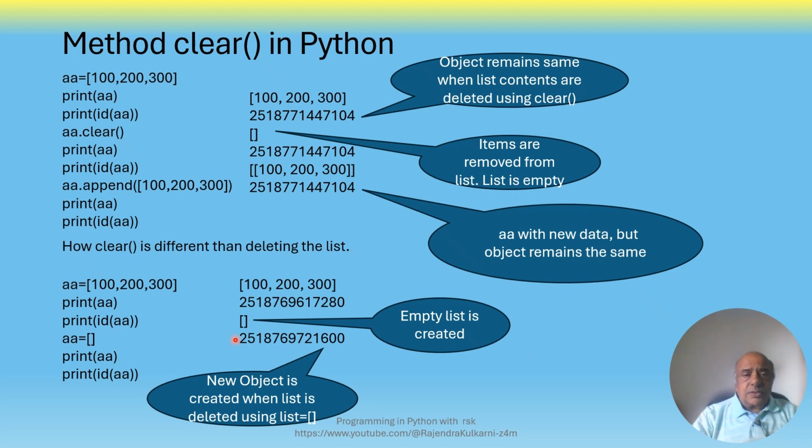So in both cases the list is cleared, but in case of method clear, the object remains the same, only the contents change, while when we clear the list using A is equal to an empty list, a new object is created and the earlier object is not available to us. It qualifies for garbage collection of Python.